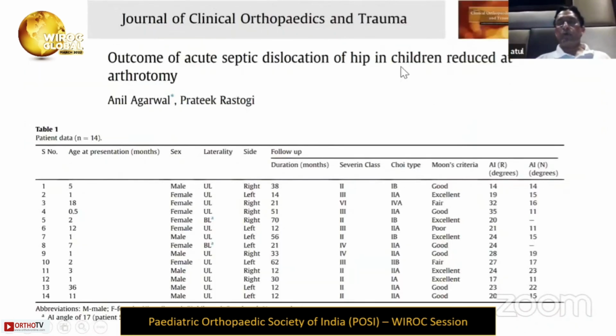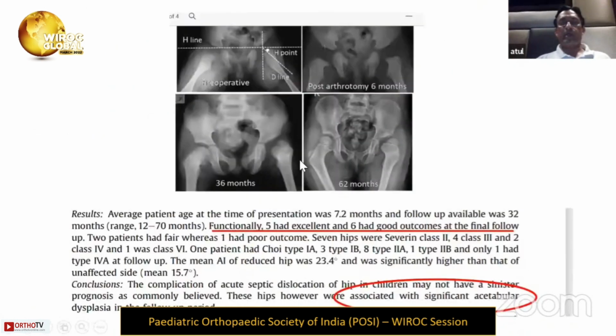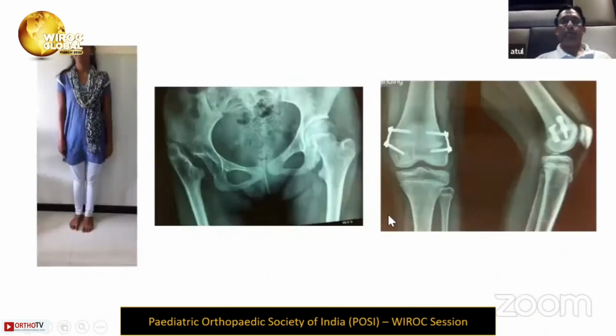So just coming to the conclusion, there was this paper from Dr. Anil Agarwal from Delhi, looking at the outcome of acute septic dislocation of the hip reduced by arthrotomy. Their conclusion in 14 patients was that 11 of them had excellent outcome after open reduction, and some cases had an osteotomy done. But most of them will need some kind of pelvic procedure later on.